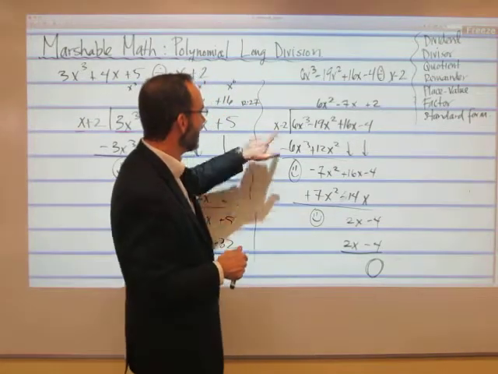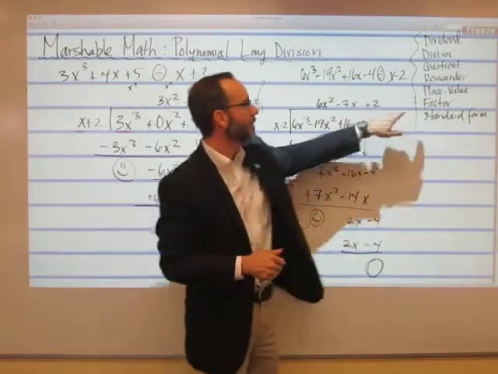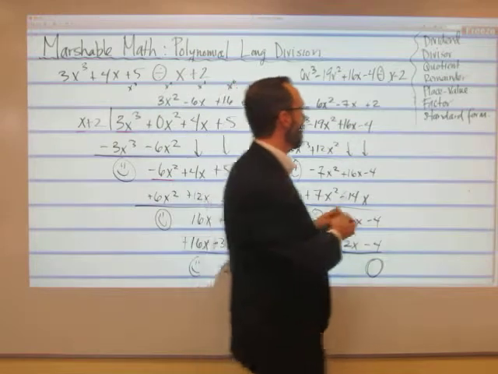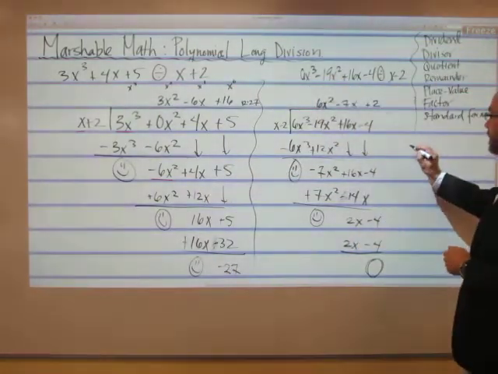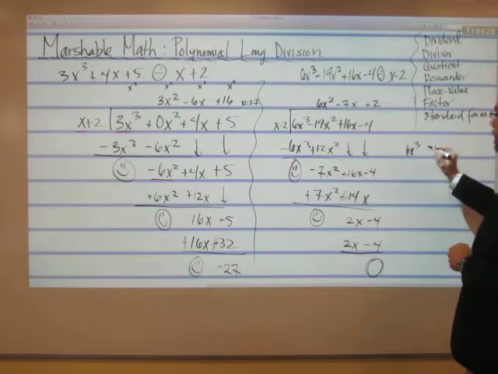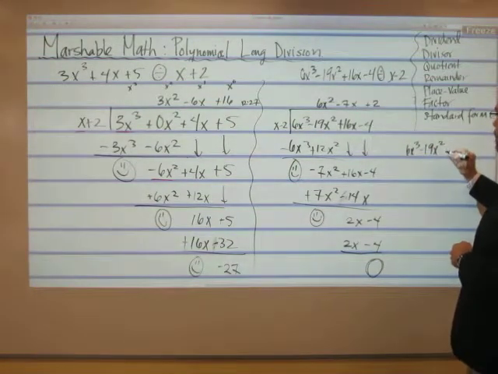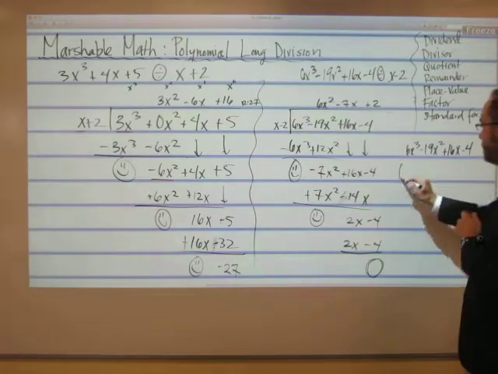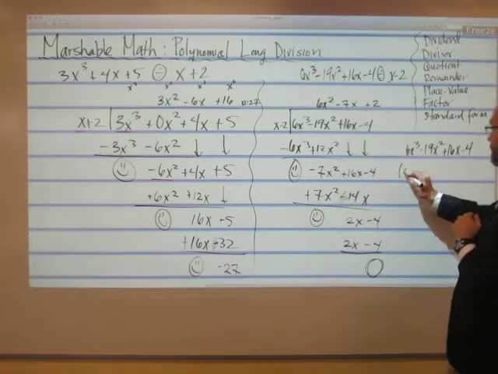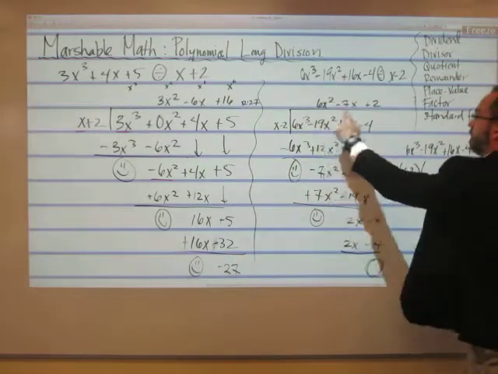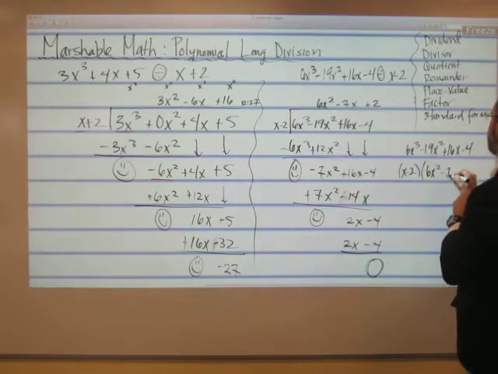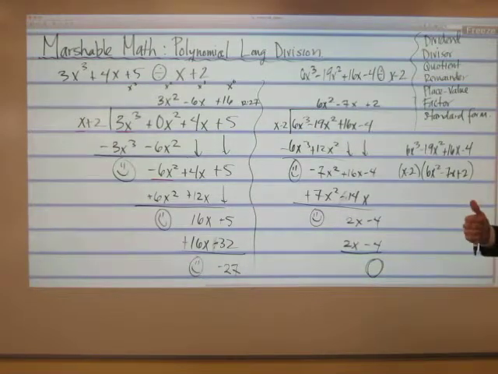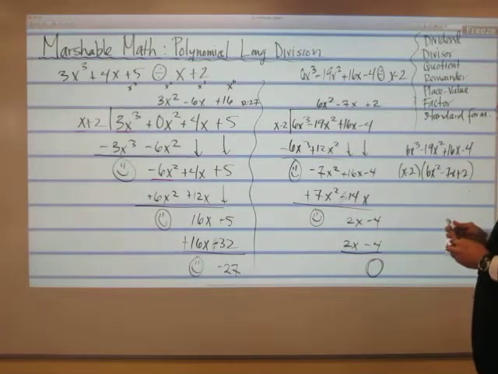What does that mean? Well, it means that x minus 2 is actually a factor of the original polynomial here. Well, that means I can write 6x cubed minus 19x squared plus 16x minus 4 is the same thing as the divisor x minus 2 times 6x squared minus 7x plus 2 with no remainder. I've just factored it. Oh my goodness.